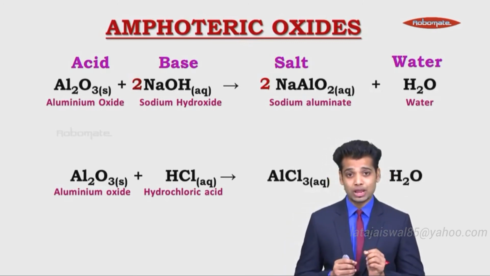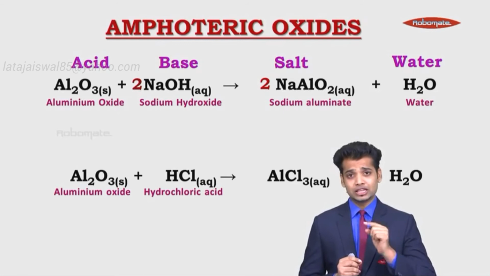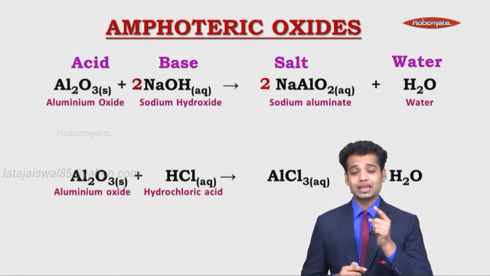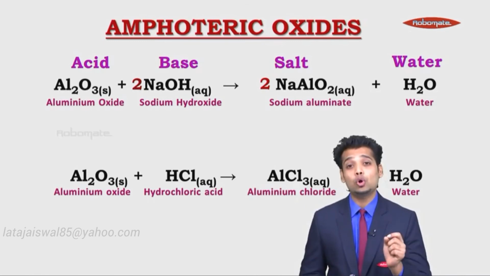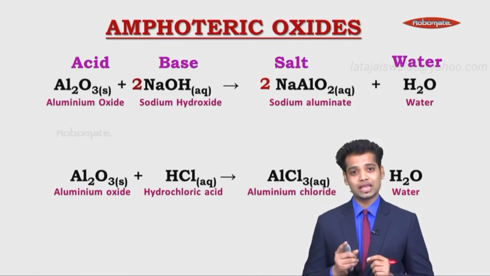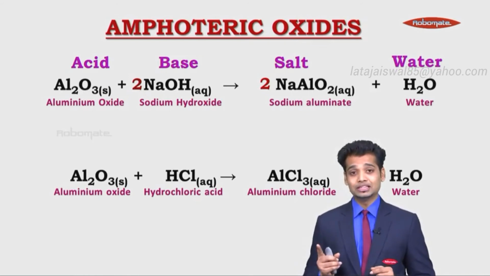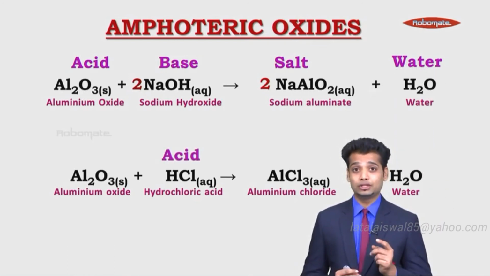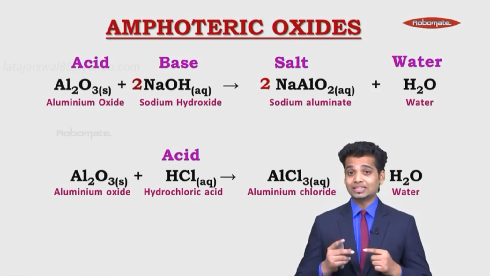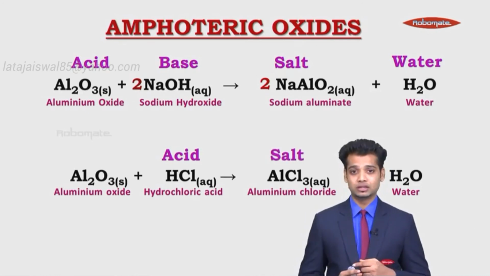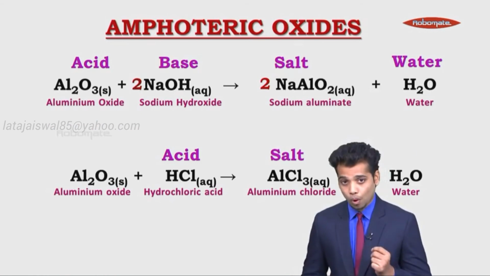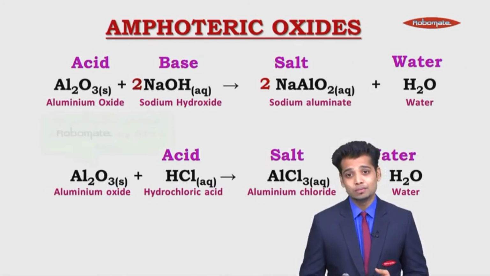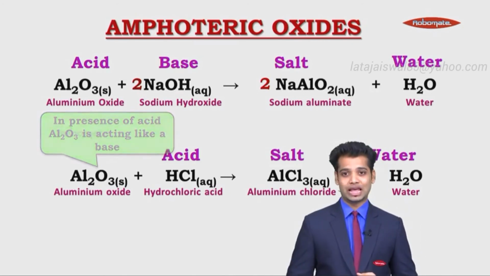Now let's balance this reaction very quickly. If you see the aqueous signs, what do you mean? That means sodium aluminate as well as aluminium chloride is soluble in water, hence it forms AlCl3 aqueous. Al is 2 on the left hand side, Al is just 1. So you multiply on the right hand side by 2. Before that, let's see that HCl is acid, AlCl3 is a salt, water is water. What does Al2O3 behave like? It behaves like a base in the presence of an acid.